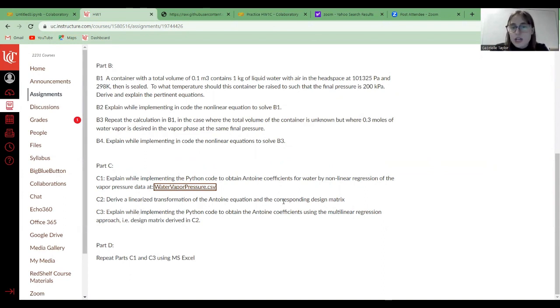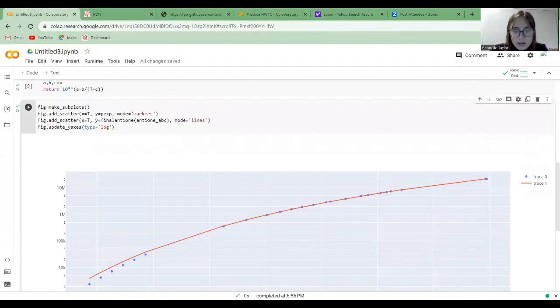So now the next part of homework 2 is we want to derive a linearization form of the Anton's equation, and we want to do this with a design matrix. So let me unshare my screen. Okay, and let me use my board.